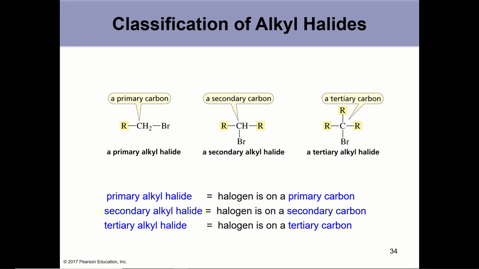So a primary halide is bonded to a carbon that is only bonded to one other carbon. So a primary halide is bonded to a primary carbon. A secondary halide is bonded to a secondary carbon, a carbon that is bonded to two other carbons. And a tertiary halide is a halide bonded to a carbon that has 3 bonds to other carbon atoms.